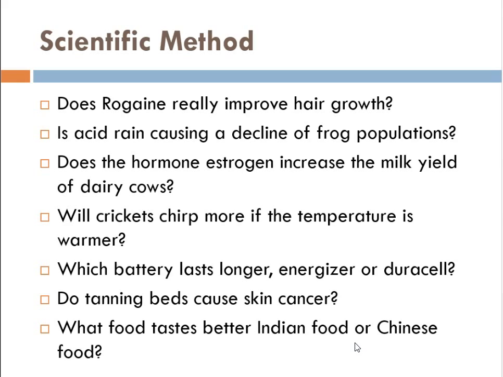Let's do another one. Does the hormone estrogen increase the milk yield in dairy cows? Well, you could do the same sort of thing. 100 cows. I keep using 100, but usually they say anything above 10 is a pretty good number. You can give 50 of them estrogen and 50 of them a placebo, which is something else. After a couple of days or weeks, you could start to measure the amount of milk being produced per day. And if the estrogen-injected cows are producing more milk, then you can say yes.